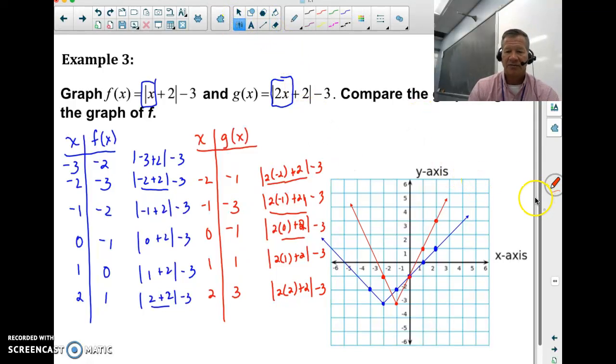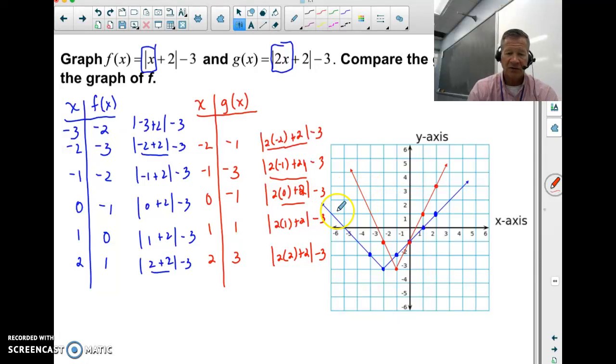So they want us to compare these graphs. Well, I graphed the blue one, and it shifted 2 left and 3 down. How is the red one different? Well, because we put 2x in place of x, you notice what happened is the graph, even look at the points here. -2, -3 went to -2, -1. They definitely changed, the values changed. How did they change? Well, if you look at this point at -4, it moved twice as close to the axis. -3 moved to about -1.5.